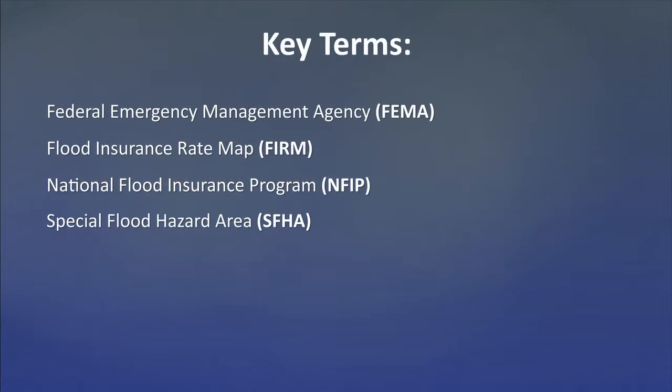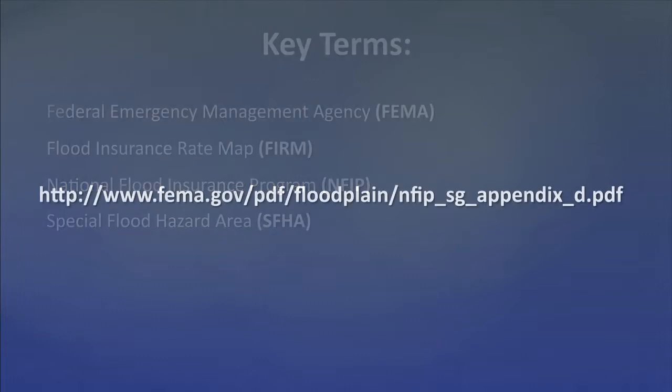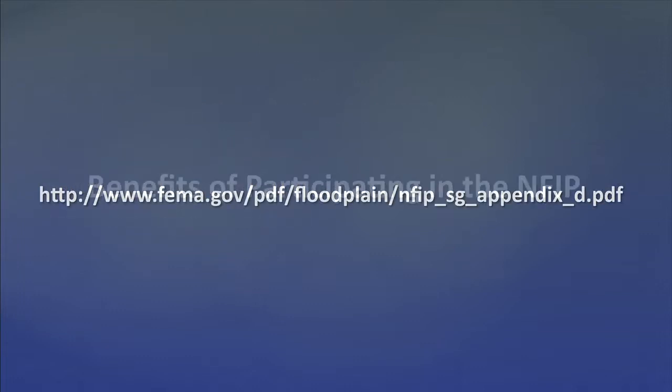These key terms and acronyms will be used during this presentation. You can find the terms and their definitions at the web address on screen.